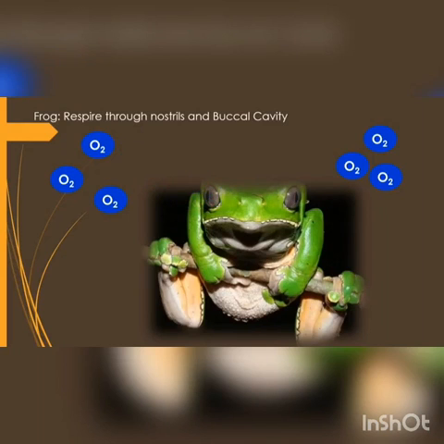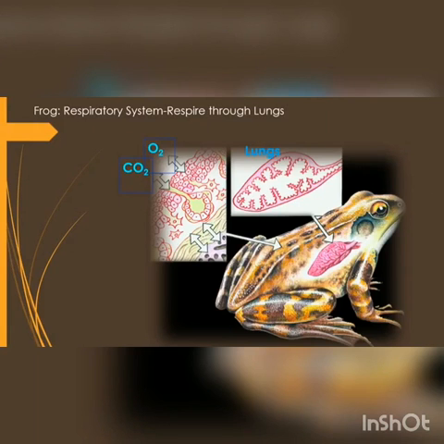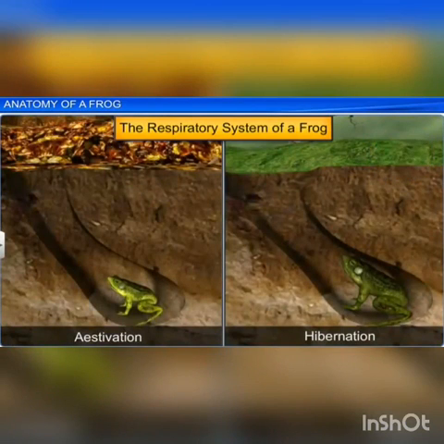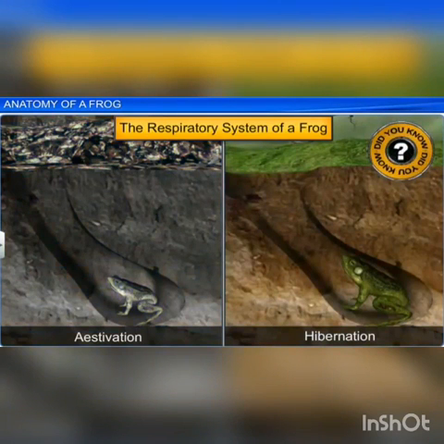Respiration by lungs is called pulmonary respiration. The lungs are a pair of elongated pink-colored sac-like structures present in the upper part of the trunk region, that is in the thorax. Air enters through the nostrils into the buccal cavity and then to the lungs. During aestivation and hibernation, that is summer sleep and winter sleep, gaseous exchange takes place through the skin.